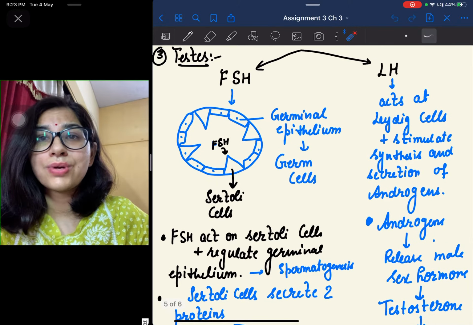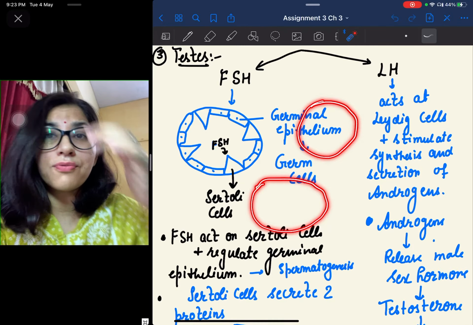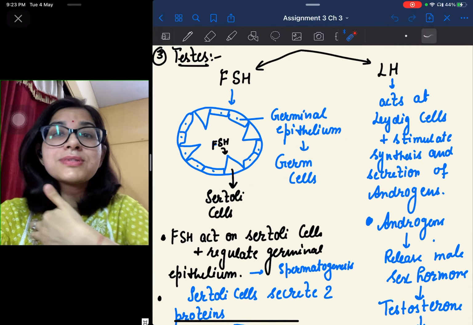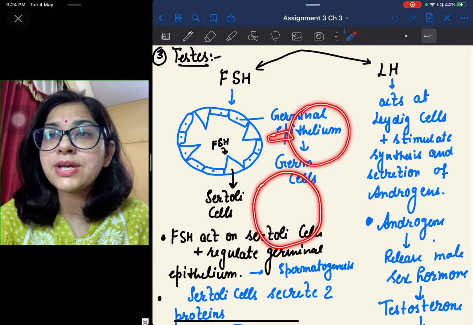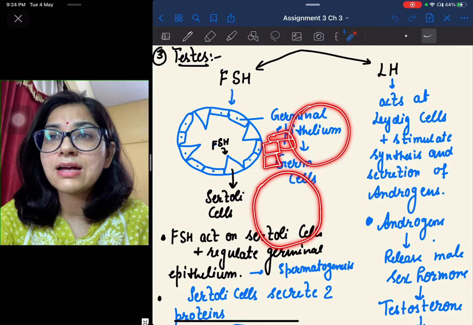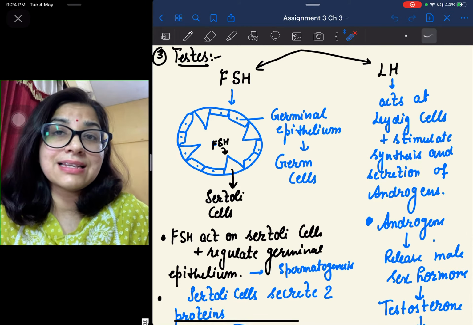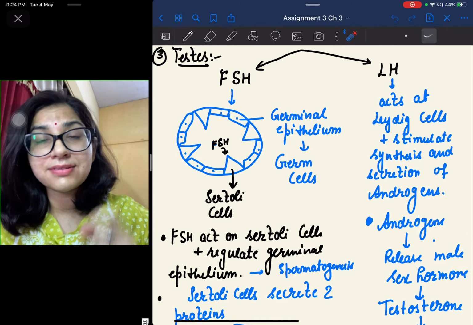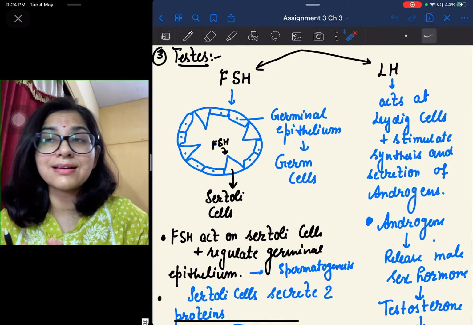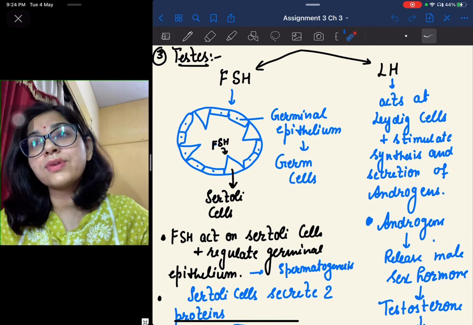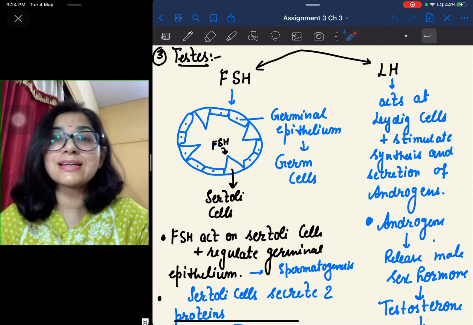What is LH doing then? As you draw the internal structure of your testes, you observe that in between the seminiferous tubules there is a mass of cells, interstitial cells. These are your Leydig cells. And who will regulate these Leydig cells? LH. LH will act on the Leydig cells. What will they do after stimulation? They will start secreting androgen.